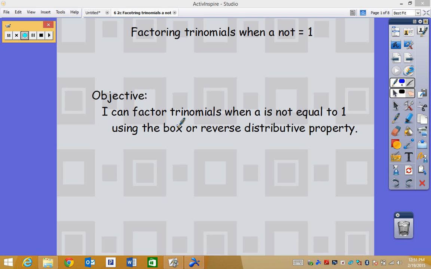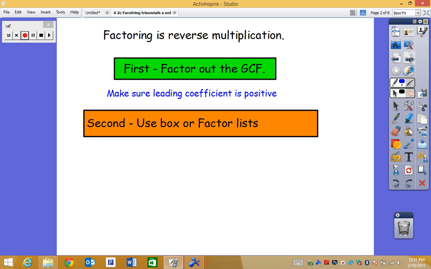Alright, I'm going to show you a few examples of factoring trinomials when a is not equal to 1. So just a couple things to remember. Factoring is the reverse of multiplication. Also, always factor out the greatest common factor first.